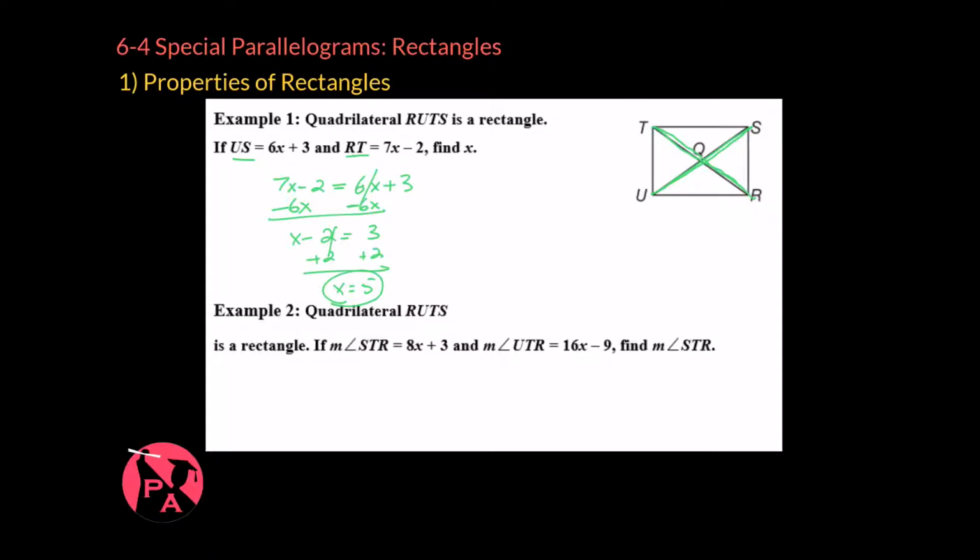Let's see what is given. What we know about RUTS, it's the same figure, is a rectangle. Now, one angle is given, STR is equal to 8x plus 3. First, let's locate the angle. STR is right here, that angle. So let's locate it and then mark it with blue. And I know the measure of this angle. The blue angle is 8x plus 3.